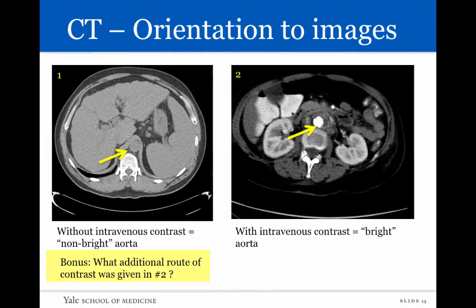In addition, in number 2, an additional route of contrast was given. See if you can pick that out. And this was oral contrast, which appears bright and is seen within the portions of the patient's bowel over here.